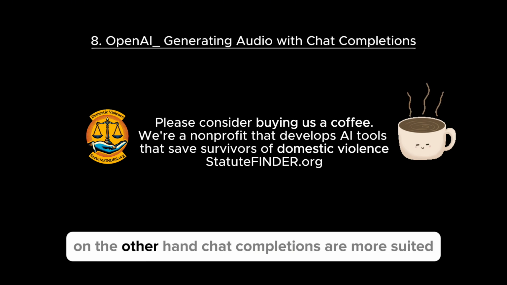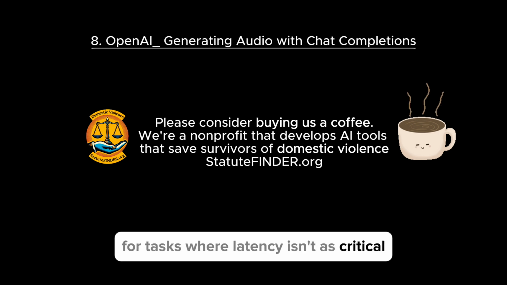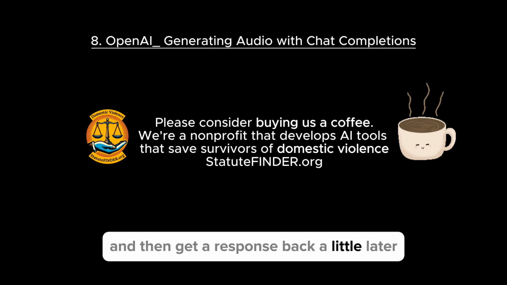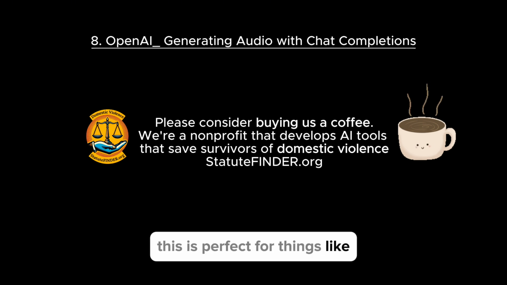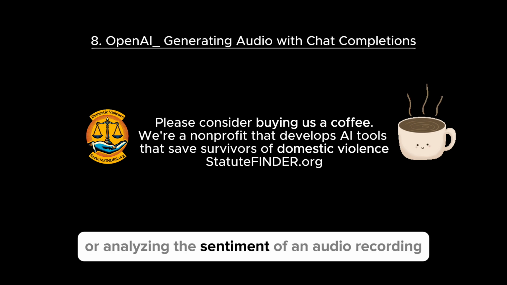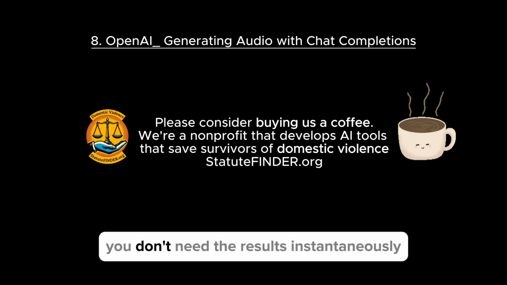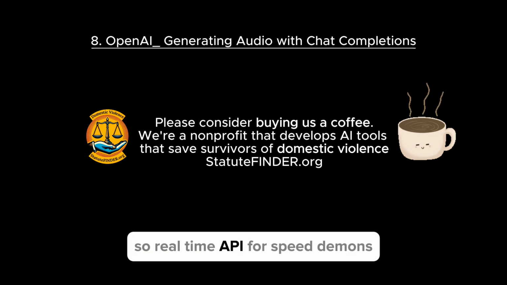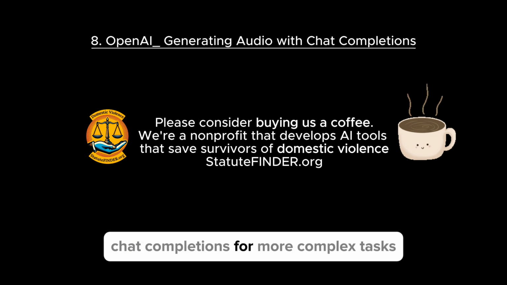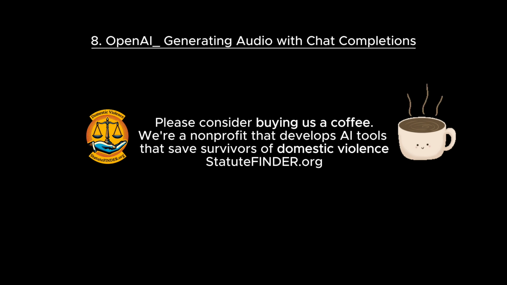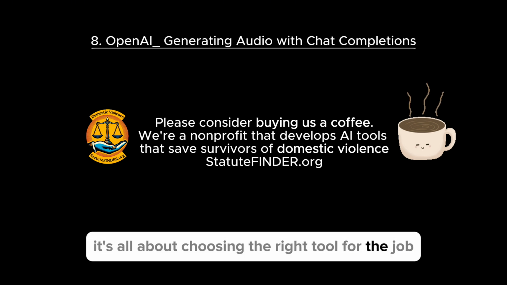Exactly. On the other hand, chat completions are more suited for tasks where latency isn't as critical. These are asynchronous, meaning you send a request and then get a response back a little later. This is perfect for things like generating audio summaries of long documents or analyzing the sentiment of an audio recording. You don't need the results instantaneously in those cases. Got it. So, real-time API for speed demons, chat completions for more complex tasks where response time isn't as crucial. Precisely. It's all about choosing the right tool for the job.